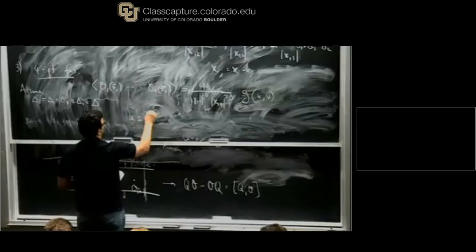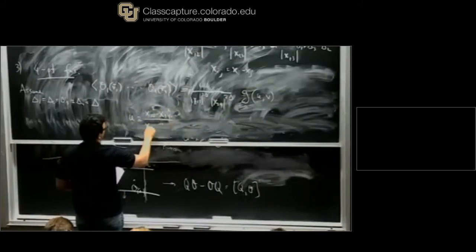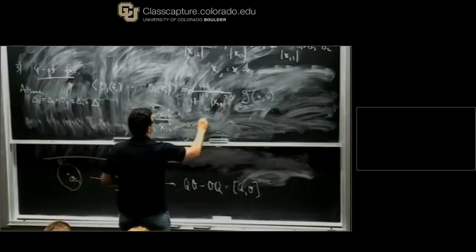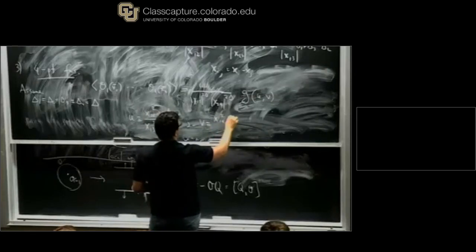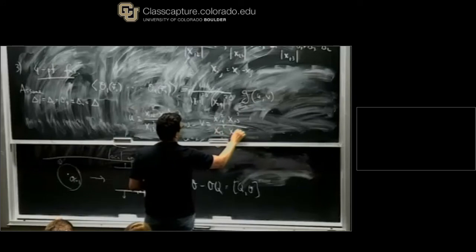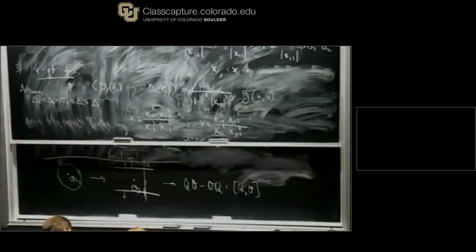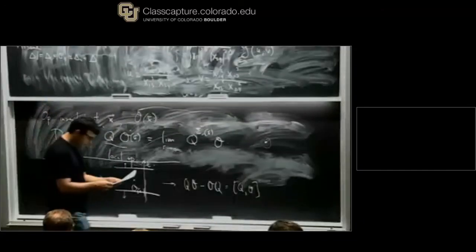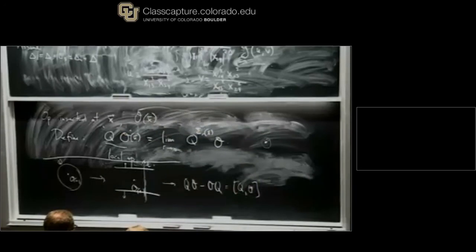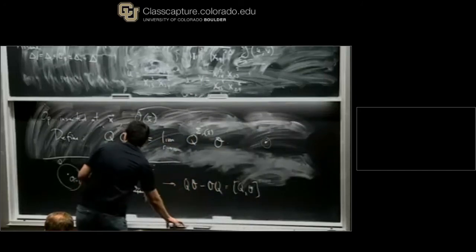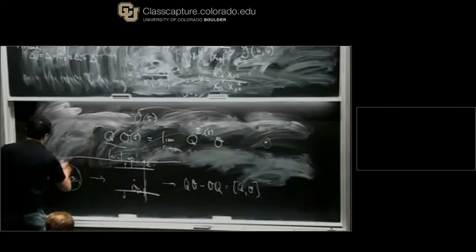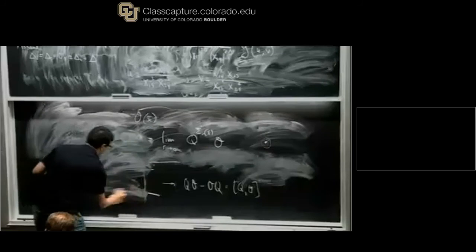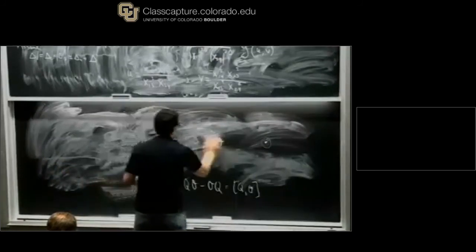u is defined as x12 squared, x34 squared, divided by x13 squared, x24 squared, and v is x14 squared, x23 squared, over x13 squared, x24 squared. These ratios are invariant under all conformal transformations. Okay? That is the four-point function. One important property of this four-point function, or the set of all four-point functions, is crossing.